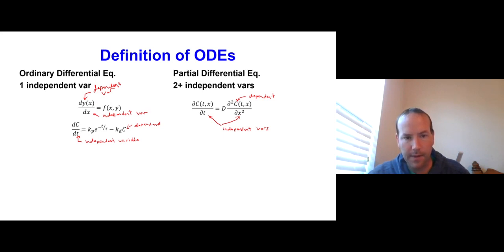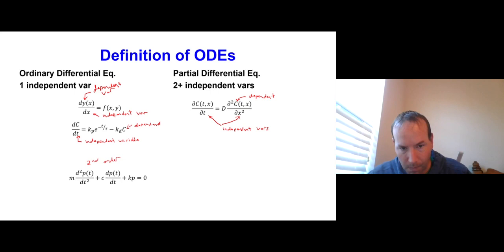So both of the differential equations that we show here on the left are called first order differential equations, in that they have just one derivative in them. But you can also have higher order. This is a second order ODE, because it has two different derivative terms in it. It has a second order derivative and a first order derivative. But note that this is still an ordinary differential equation. It has one independent variable.